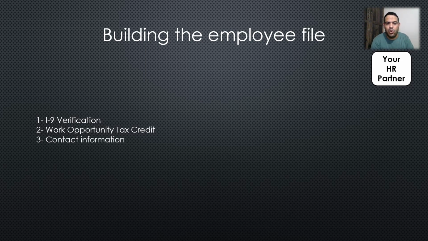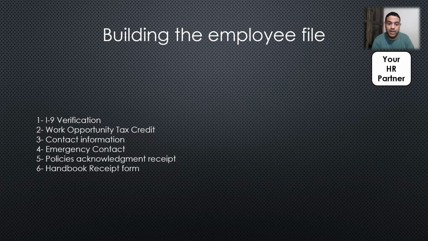Then you want to give them a form where they could put their contact information. It's very important that you have that in the employee file. Also, the emergency contact. You never know if something happens to them in your place, who you're going to contact to let them know. And also you want to make sure that they sign your policies acknowledgement. So you're going to give them your handbook or the policies that you have, and make sure that they sign, understanding that it is their responsibility to abide by your policies. And that's the handbook right there.